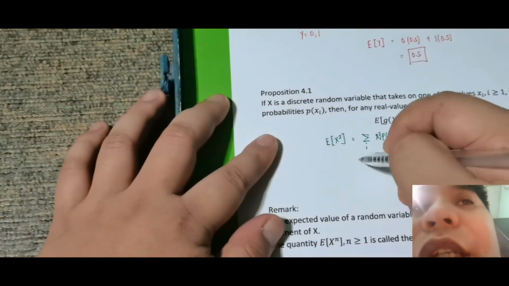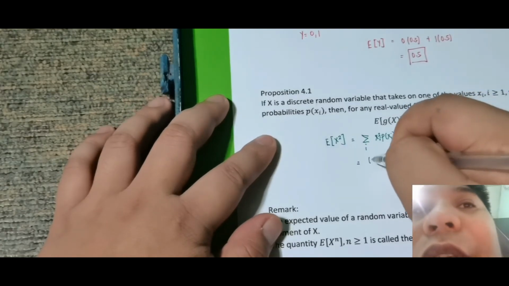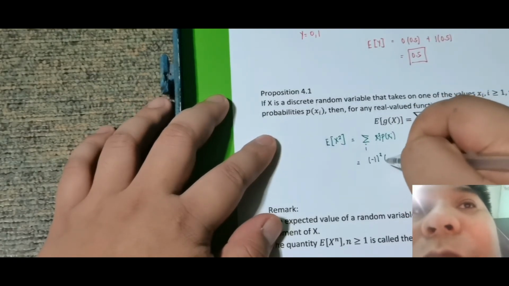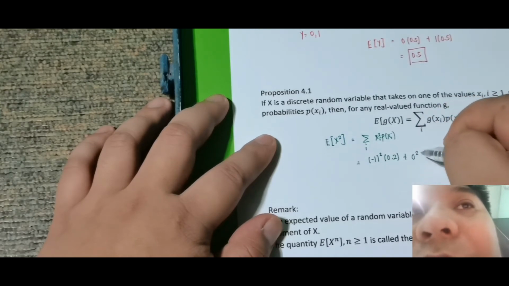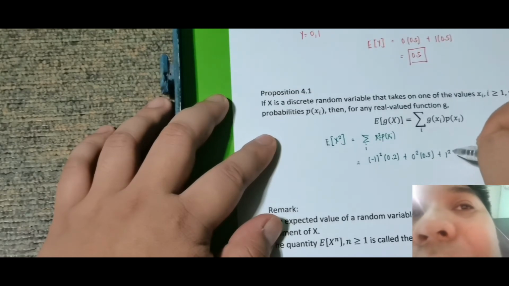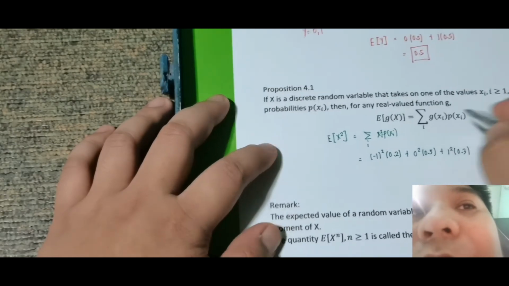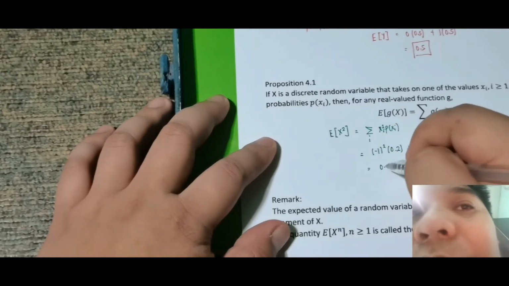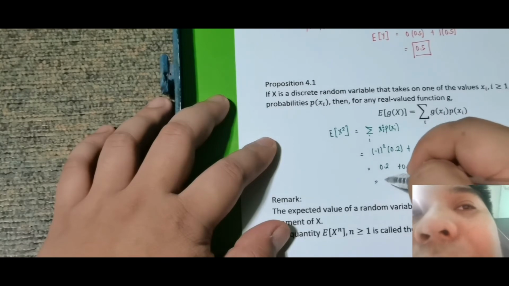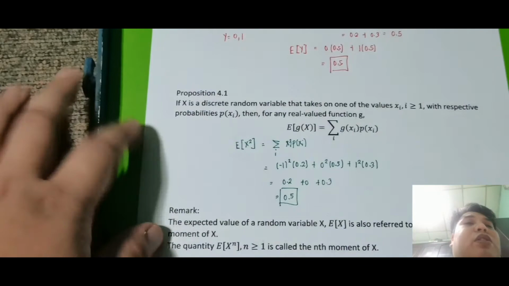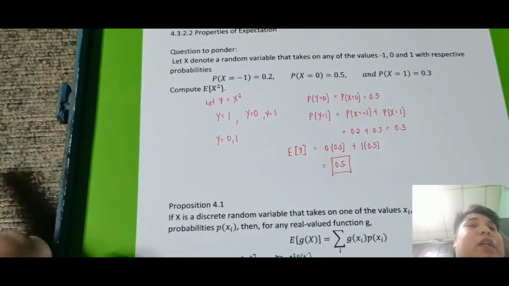So therefore, this is just equal sa, una, negative 1 squared times yung probability niya na 0.2, plus 0 squared times yung 0.5 na probability niya, plus 1 squared times yung 0.3 na probability niya. Simply, this is just 0.2 plus 0 plus 0.3, which is equal sa 0.5. Which is tama. So nakatulong si proposition 4.1. Ang sabi lang niya, kung formula based lang siya, gamitin mo lang.